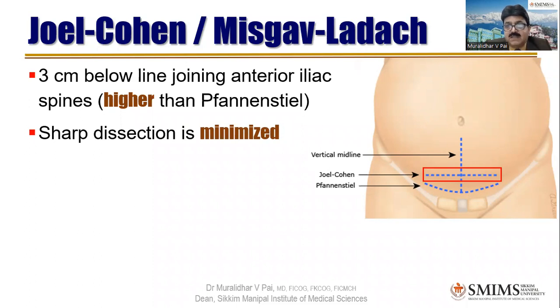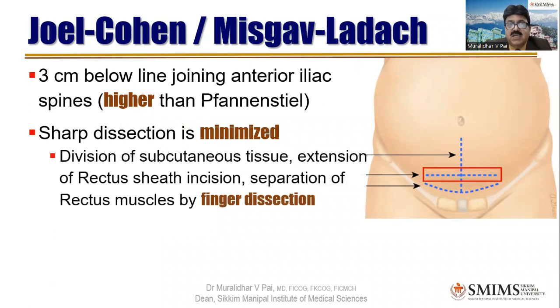So at all levels, only the skin is cut with a sharp scalpel, but after that, the subcutaneous tissue and even the sheaths and the muscle are all separated with the help of finger dissection. So there is division of the subcutaneous tissue and extension of the rectus sheath incision. Of course, the initial rectus sheath will be incised with the scalpel, but then it is just torn apart with the fingers. Separation of the rectus belly also is not with sharp dissection. It is just separated with finger dissection. So that is the Misgav Ladach technique.